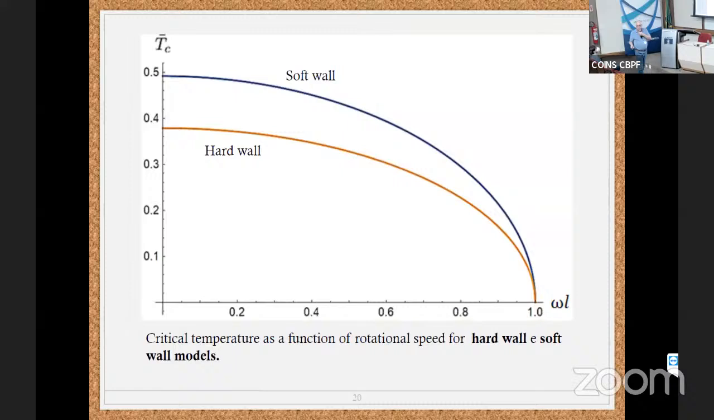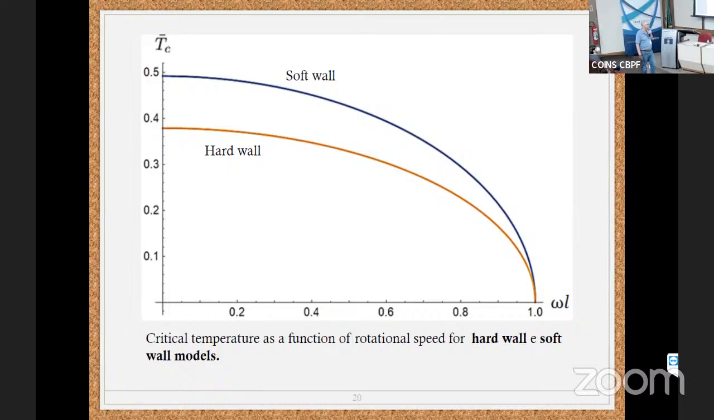Temperature decreases with the rotation. In the asymptotic limit of the speed of light, it would be zero. We would have only a plasma phase, not a confined phase. Okay.